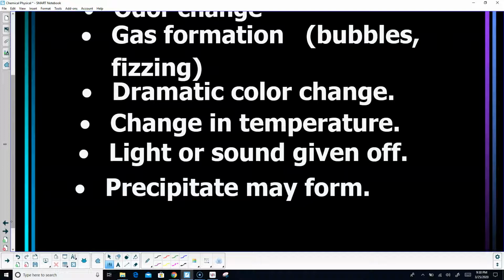Light or sound given off. Okay, you've been by a campfire, it definitely gives off a little bit of light. You can even hear it popping and fizzing, so it does produce sound.